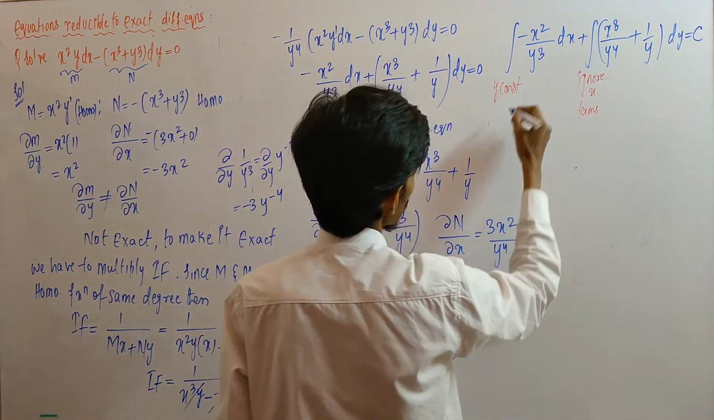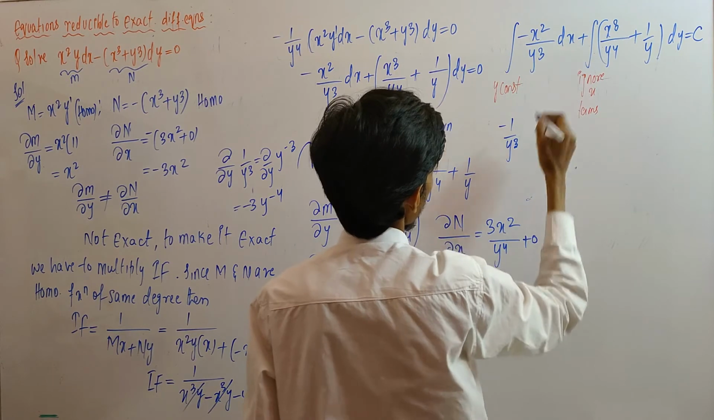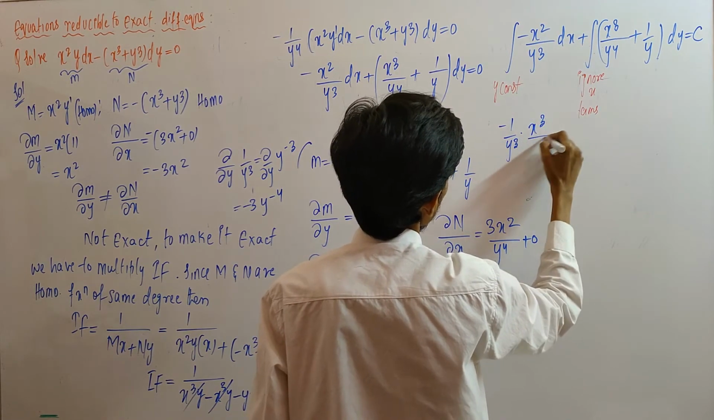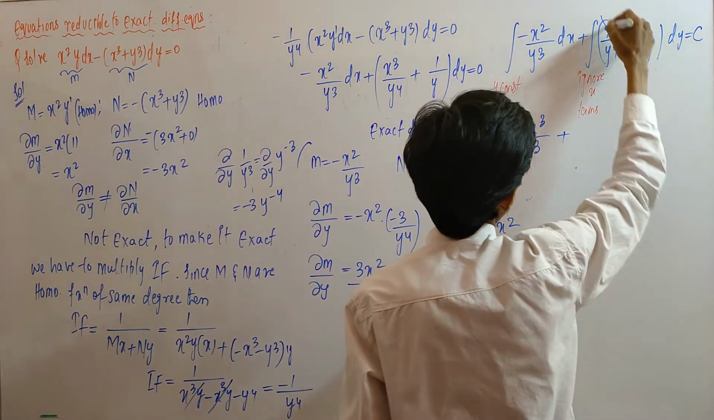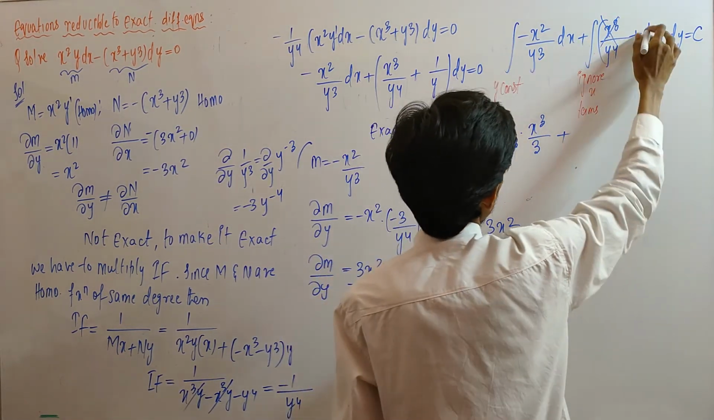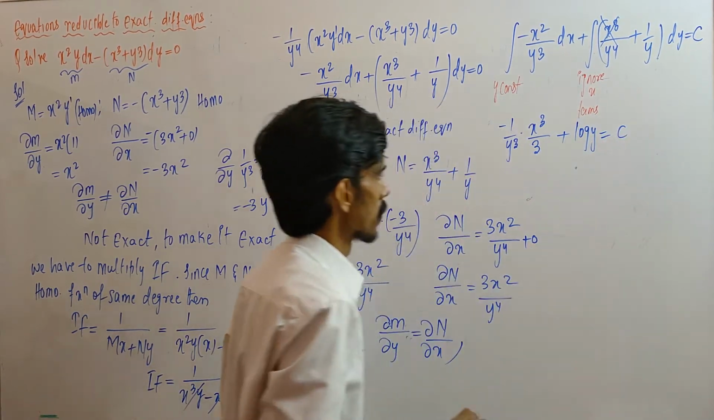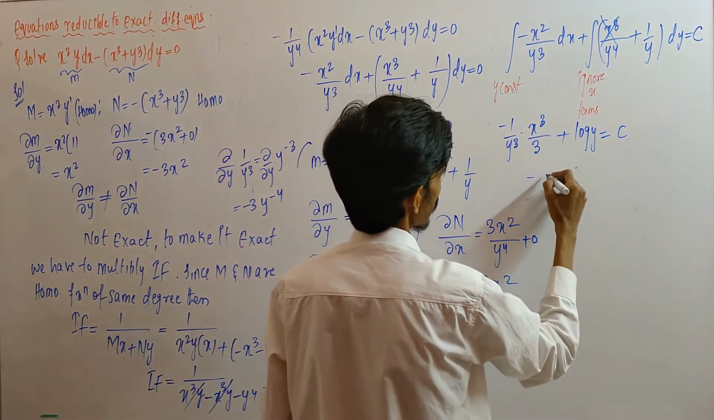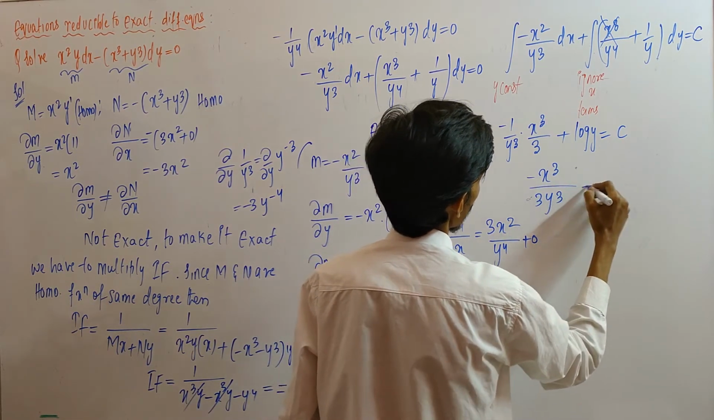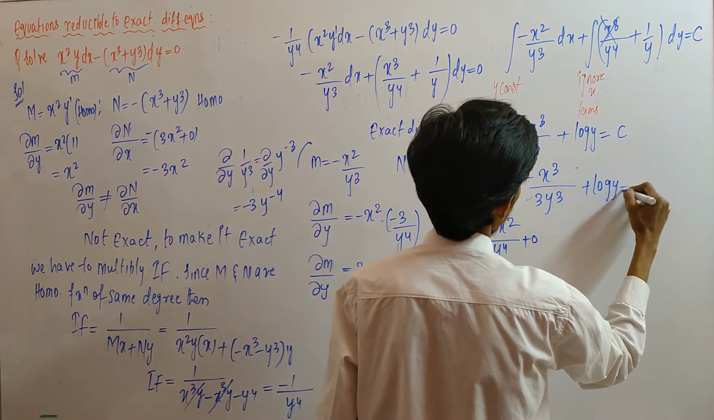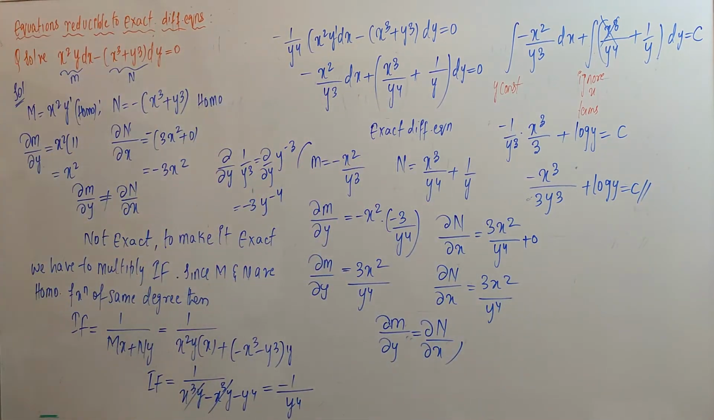So y is a constant, so take minus 1 by y cubed outside. Integration of x squared dx is x to the power of 3 by 3. Here x is there, so we'll neglect this term. Integration of 1 by y dy is log y equals c. So this will become minus x cubed by 3y cubed plus log y equals c. This is the solution for this question.